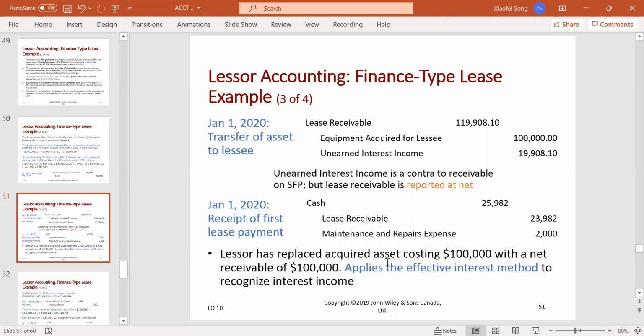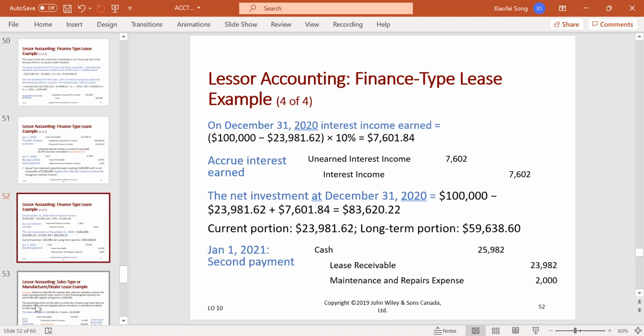After that, the effective interest method will apply. The lessor will accrue interest earned gradually. At the end of the first year, one year has passed, so the interest is recorded using the effective interest method. The rate is 10%. The balance, the net investment, is 100,000 minus the first payment, and so the interest is 1,602. So we recognize interest income earned, and we reduce unearned interest income. Now in this calculation, because there's a gross investment, if we're not careful, we may use the gross investment, and that will not be correct. So we need to make sure that's correct.